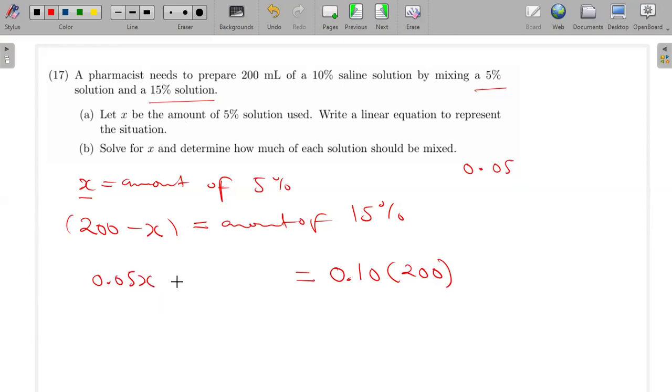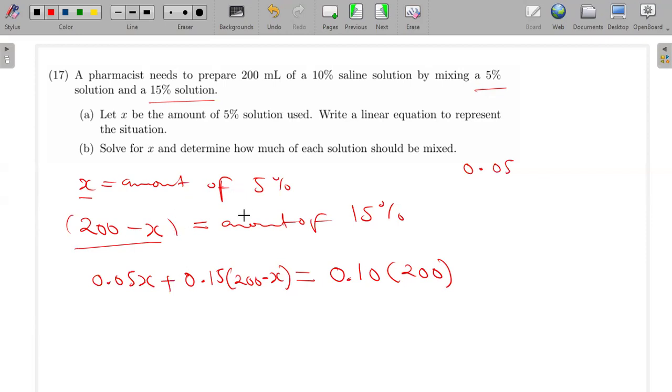Then I'm adding this, because I'm using the 5% plus the 15%. When I add these together, that must give me the solution. The other part is for the 15%, and 15% is written as 0.15. But what amount accounts for the 15% used? It is 200 minus x, of those milliliters that were used. So this here becomes my linear equation.